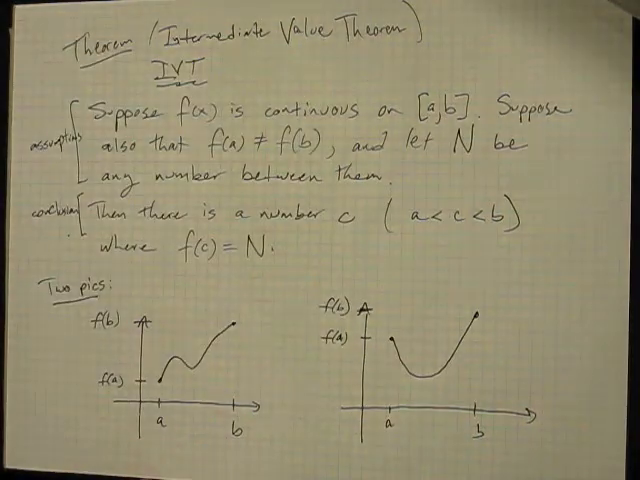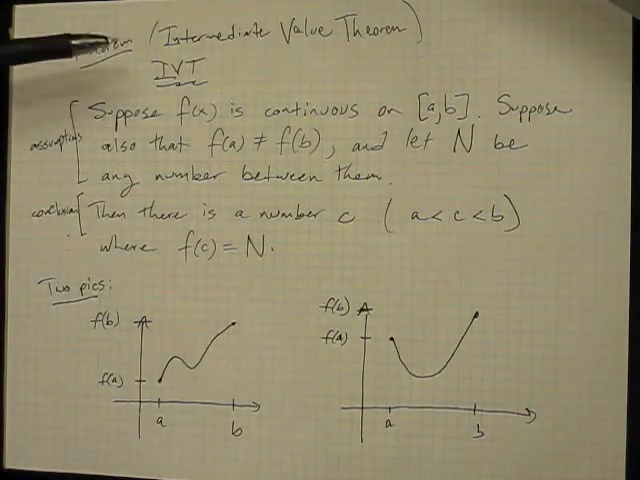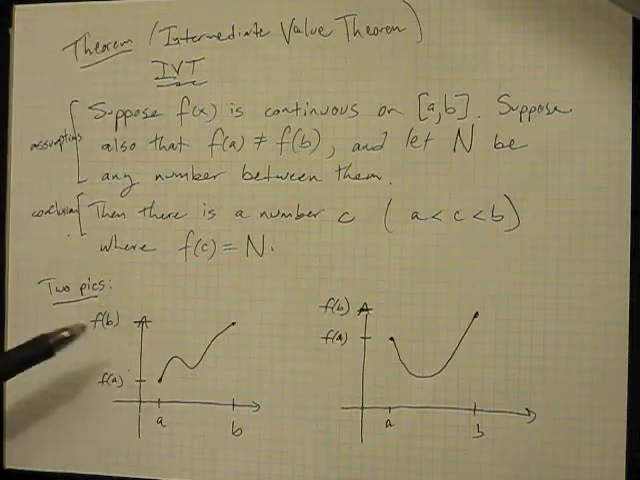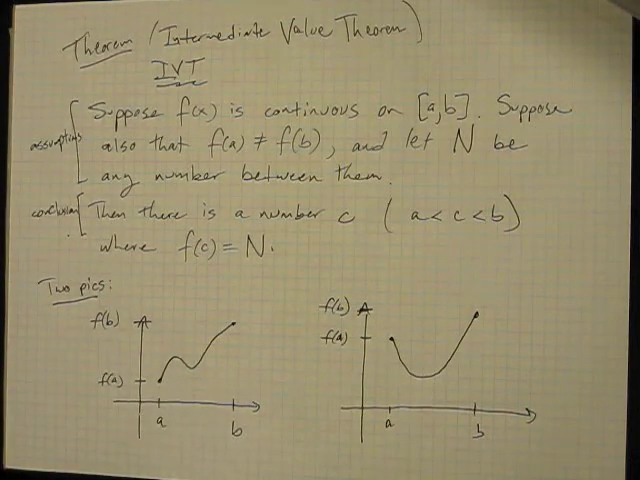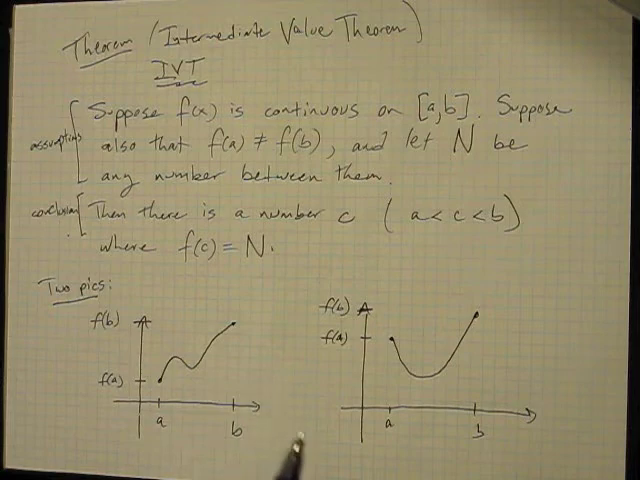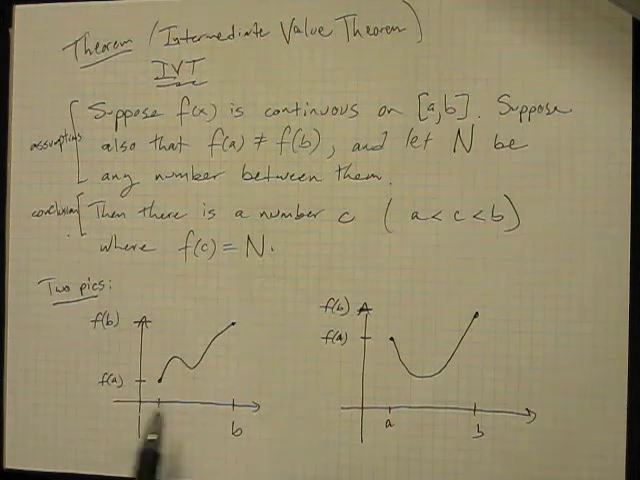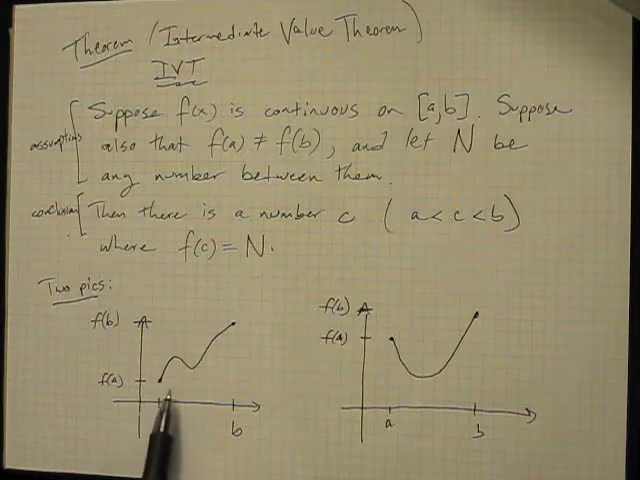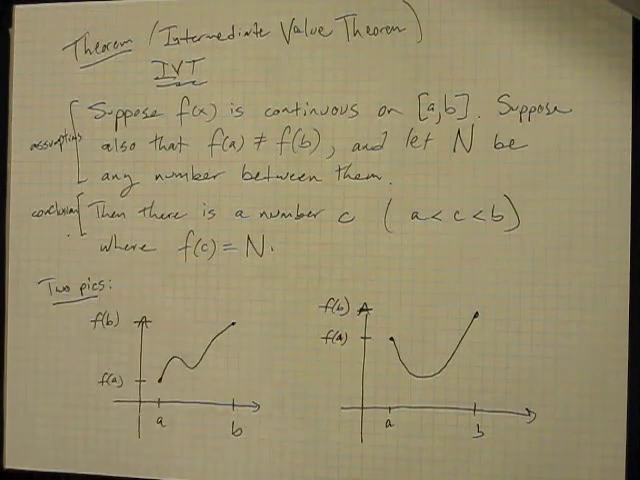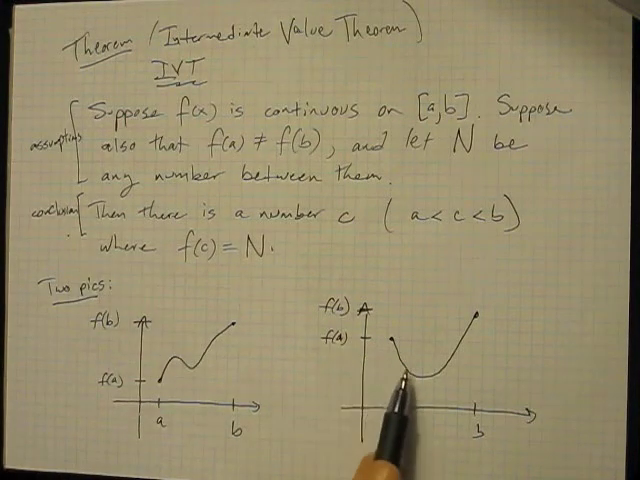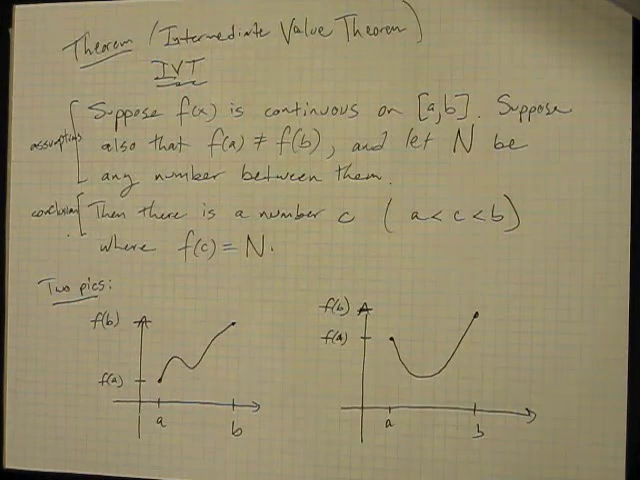Okay. So let's look carefully at the statement of this theorem. So suppose that f is continuous on the interval from a to b. So clearly the two graphs that I've drawn here, this function is continuous on the interval from a to b because you can draw it without lifting your pencil, and it's continuous from the right at a and continuous from the left at b. Same thing here. Definitely the graph of a continuous function here.